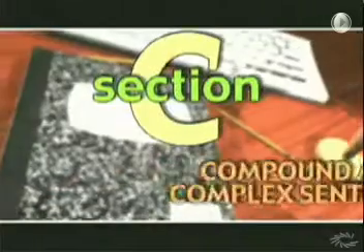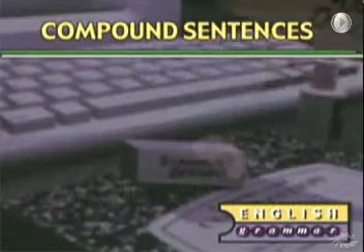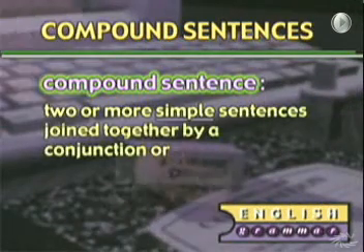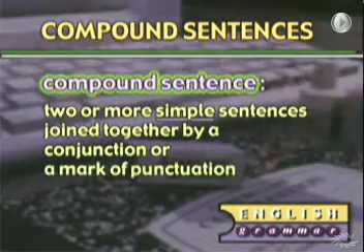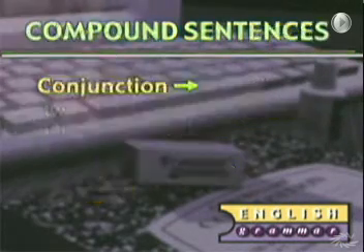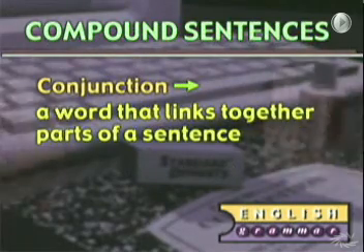Section C. Compound and complex sentences. Compound sentences are merely two or more simple sentences stitched together by a conjunction or a mark of punctuation, like a colon, semicolon, or a dash. Remember, a conjunction is simply a word that links together parts of a sentence. For more information on how to use these extra nifty punctuation marks, be sure to check out The Untamed World of Punctuation.